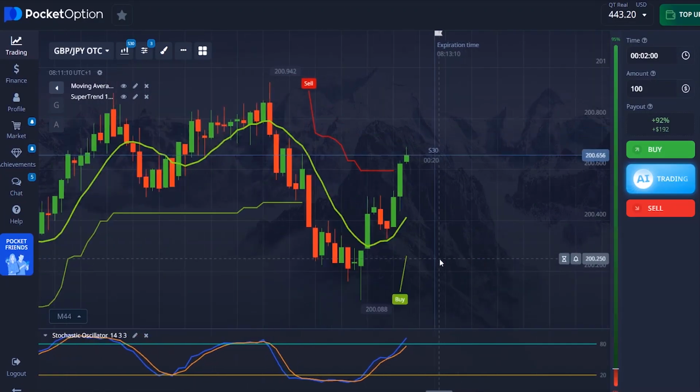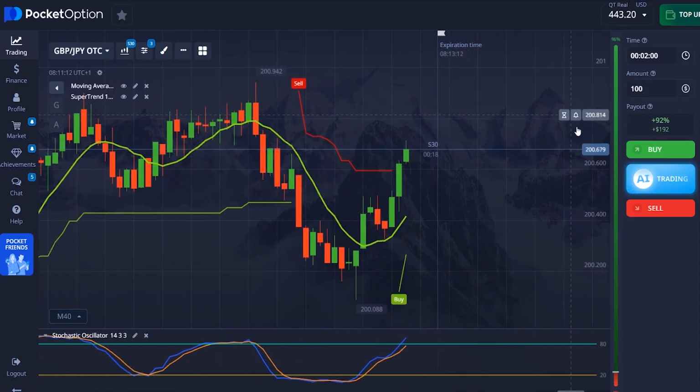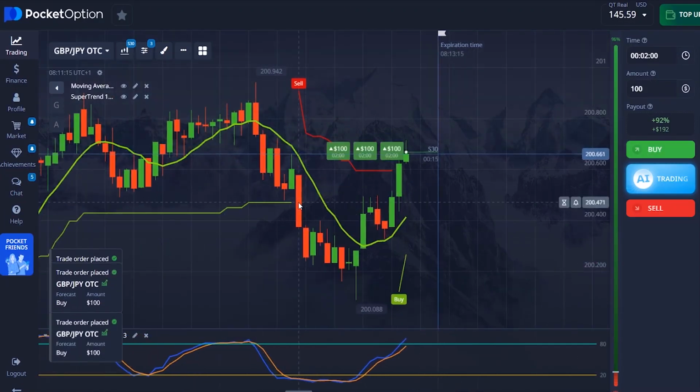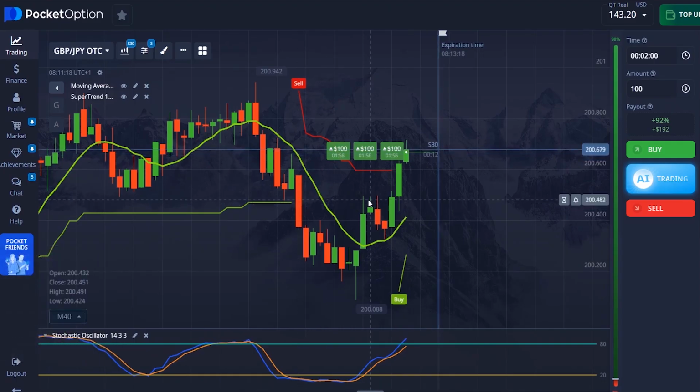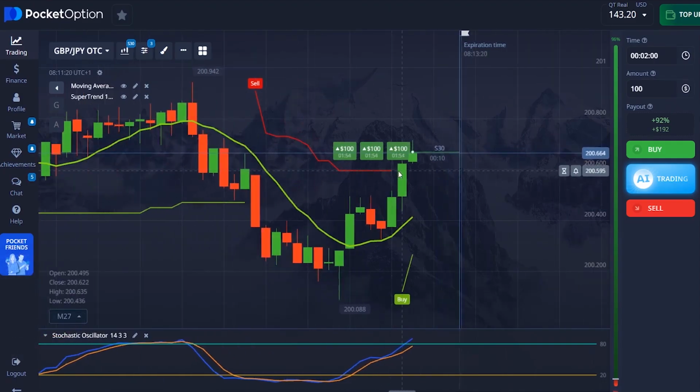So guys, right here, we're looking out for a buying opportunity. Let me enter a trade position right at this particular level. I'm entering this trade with $300 right at this particular level.